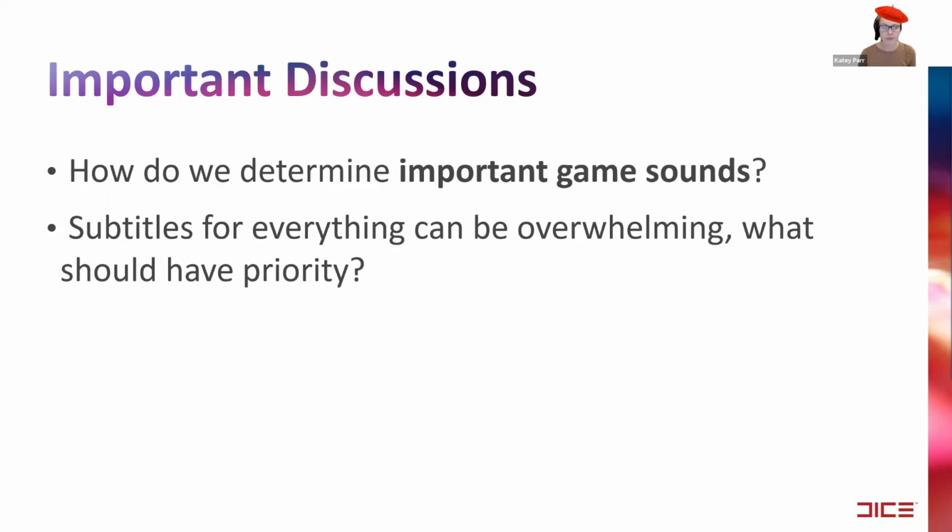Another discussion that we found ourselves having is, well, subtitles for everything could be really overwhelming. Would it actually be a good experience to subtitle everything in a Battlefield game? When you're playing a multiplayer game like Battlefield 5, there are soldiers shouting around you all the time. It's quite a chaotic experience. How do we determine what should have priority? What should the subtitle settings actually be then for a Battlefield game? And how will a player understand those options in the option menu to then cater their subtitles to their needs that they will know will be a good fit for them?